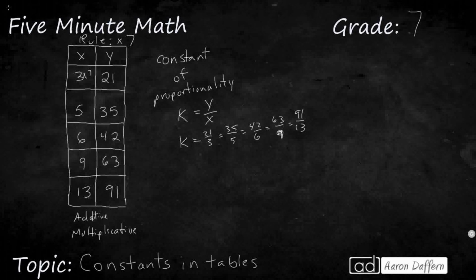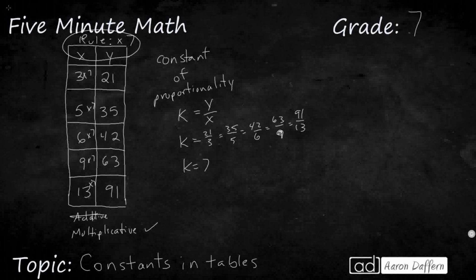We would multiply each of these x's by 7 to get to that y value. That's our constant of proportionality. So k equals 7, and it only works when we have a multiplicative relationship. Doesn't work when we have an additive relationship. So we can say our constant is 7 because we multiply the x values by 7 to get to the y values. And that's also our rule.